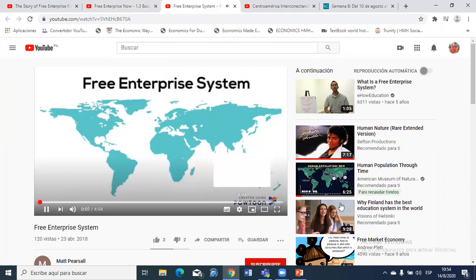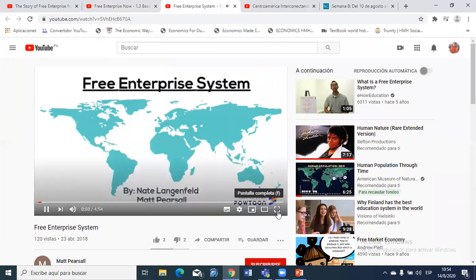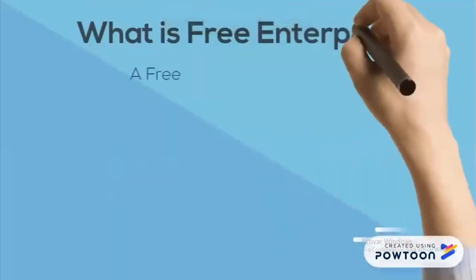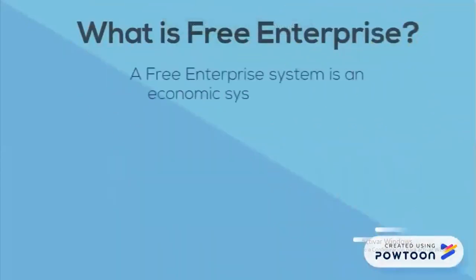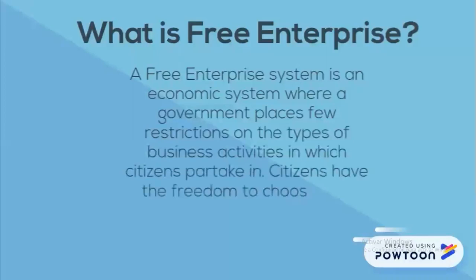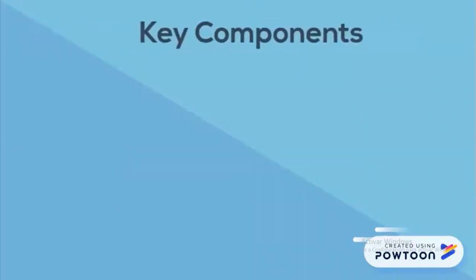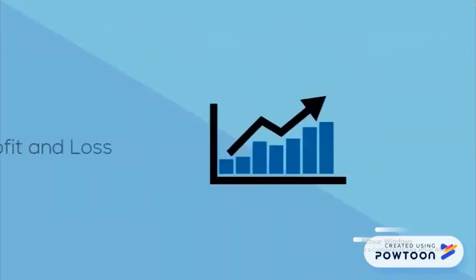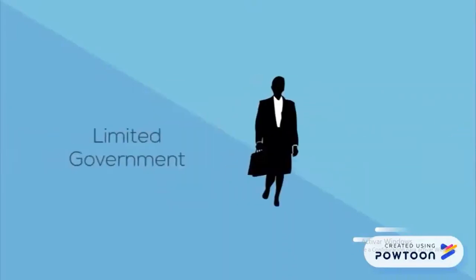The Free Enterprise System by Nate Langenfeld and Matt Pearsall. What is free enterprise? A free enterprise system is an economic system where a government places few restrictions on the types of business activities in which citizens partake in. Citizens have the freedom to choose how they spend their money through voluntary transactions. Key components: private property, free market, profit and loss, limited government.